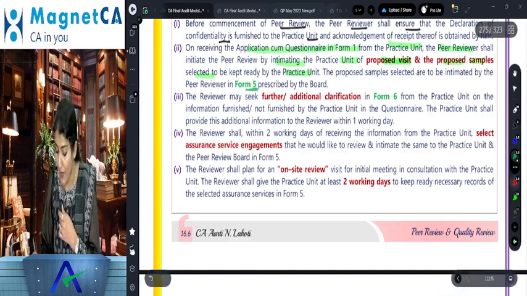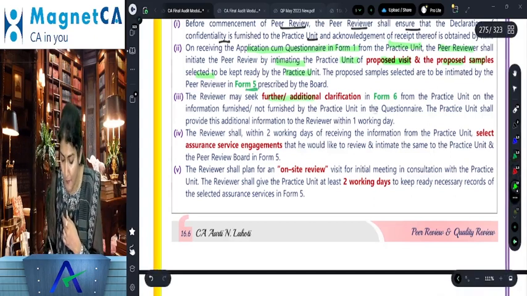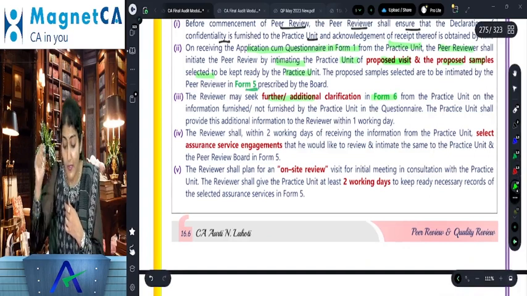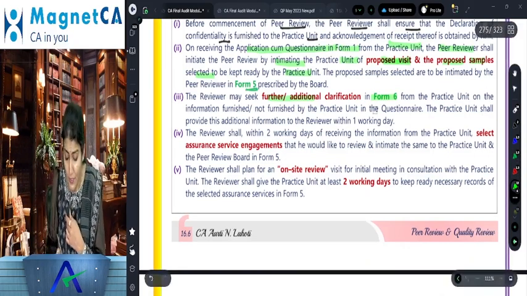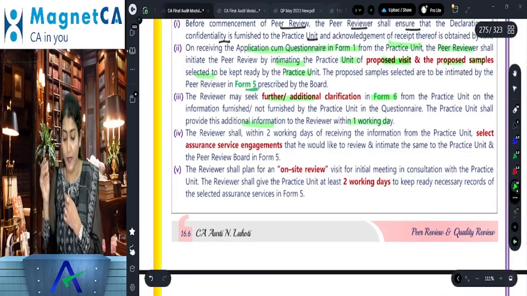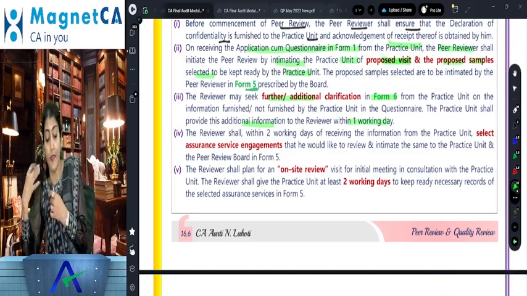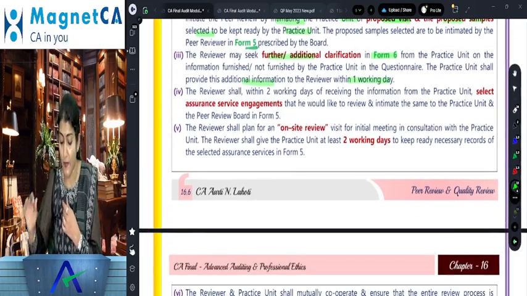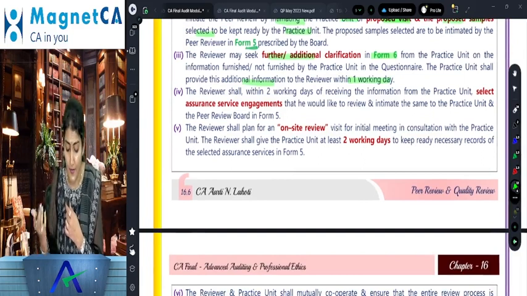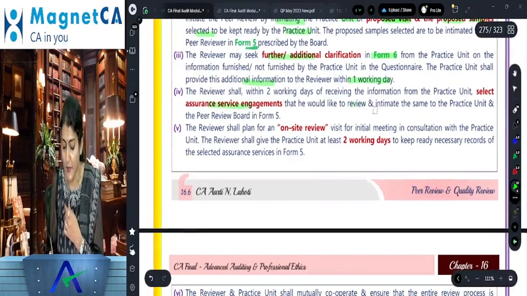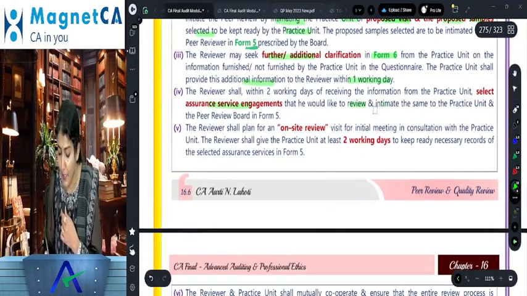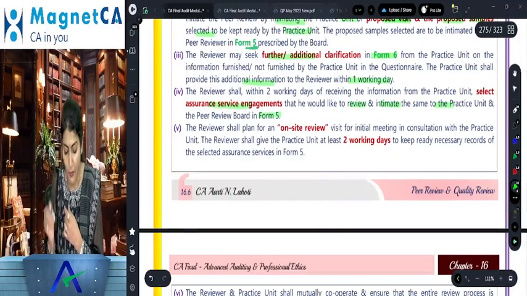Then the reviewer may ask for additional information in the Form 6 and the practice unit, what does it say, shall provide this additional information within 1 working day. Then the reviewer, within 2 days of receiving the information from the practice unit, selects the assurance engagement that they would like to review and intimates the same to the practice unit in Form 5.